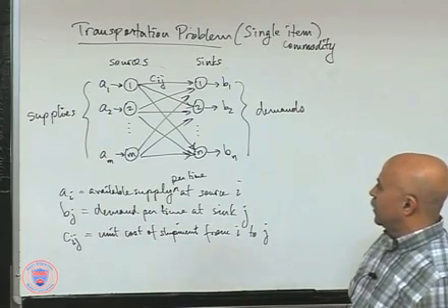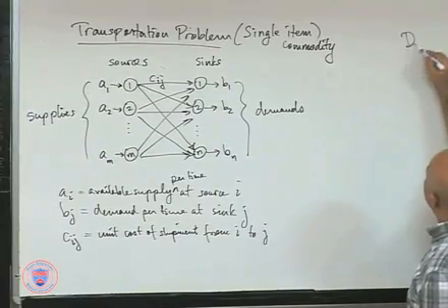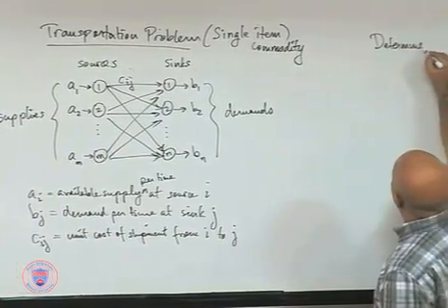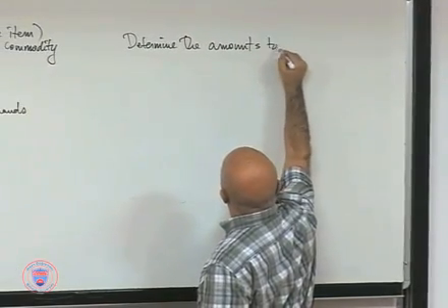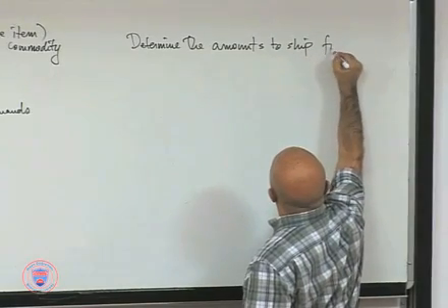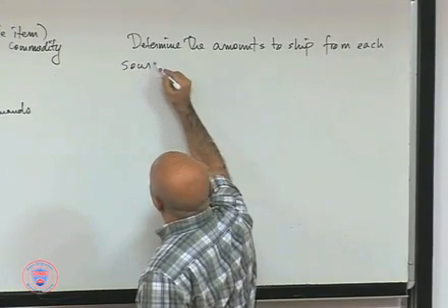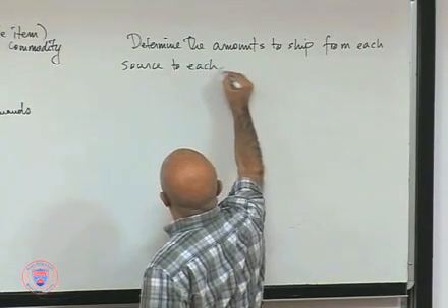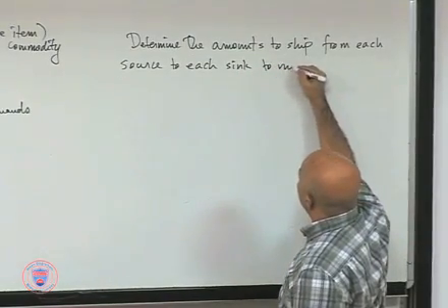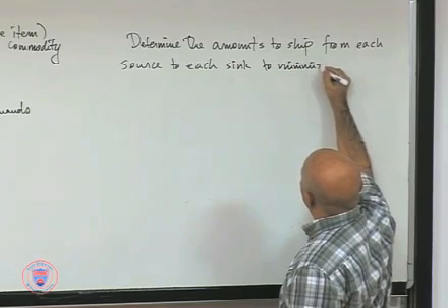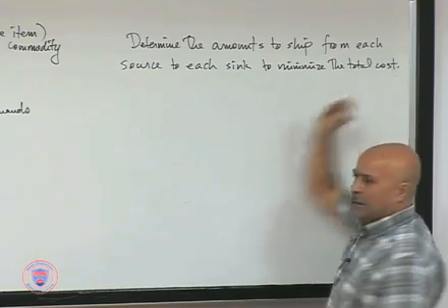All right. So what is the decision problem? The decision problem is to determine the amounts to ship from each source to each sink per time to minimize the total cost of shipment. That's the problem.